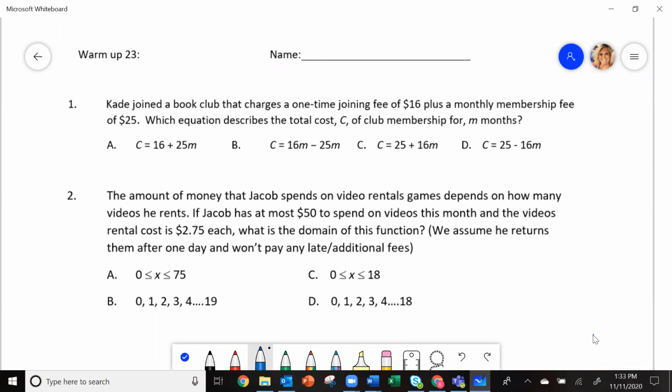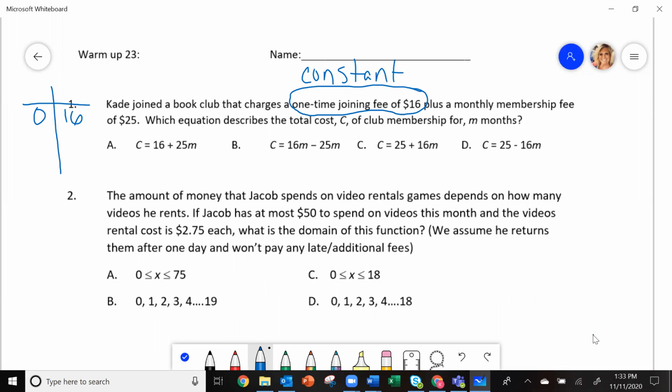Kay joined a book club that charges a one-time joining fee of $16 plus a monthly membership of $25. Which equation describes the total cost C of the club membership for M months? What you should see first is there is a one-time joining fee. That one-time joining fee is your constant. That is what you're only going to have to pay one time. If I made a table, at time 0, before I ever got to pay for my membership, just to sign up for the book club, it's going to cost me $16.